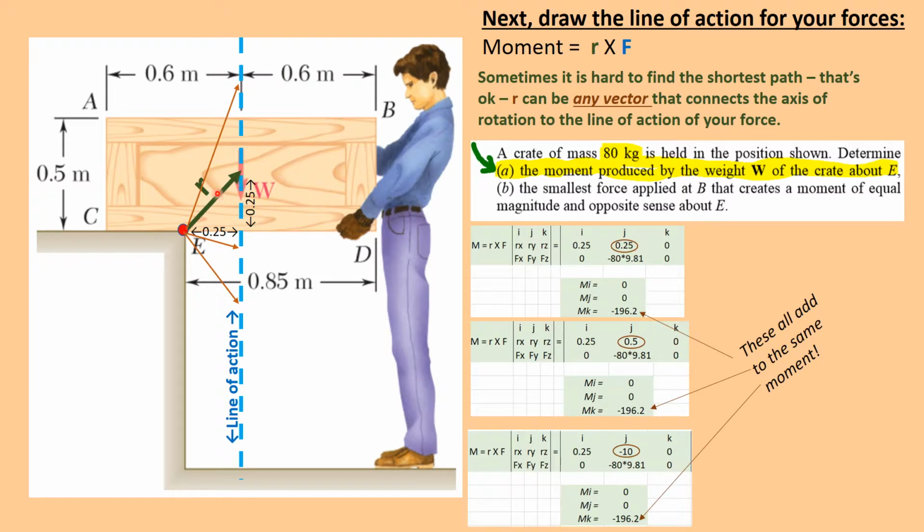So the cross product ends up being the same despite what I have in my j column. I could put anything in that j column. I could define that position vector however I want, just so long as the x component is 0.25. You'll get the same moment. And this works for any situation. So remember, we're looking between the axis of rotation to the line of action of the force. And sometimes, depending on what dimensions they give you in the problem, it's easier to go to one point versus another point. So anywhere along that line of action will give you the same result.